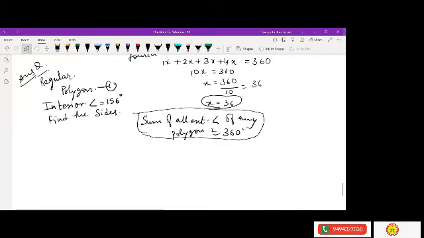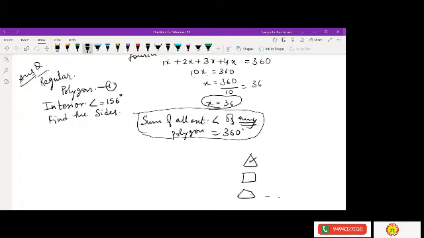The sum of all exterior angles of any polygon. It can be any polygon. It can be a triangle, it can be a quadrilateral, it can be much more than that. Whatever, it can be any polygon.